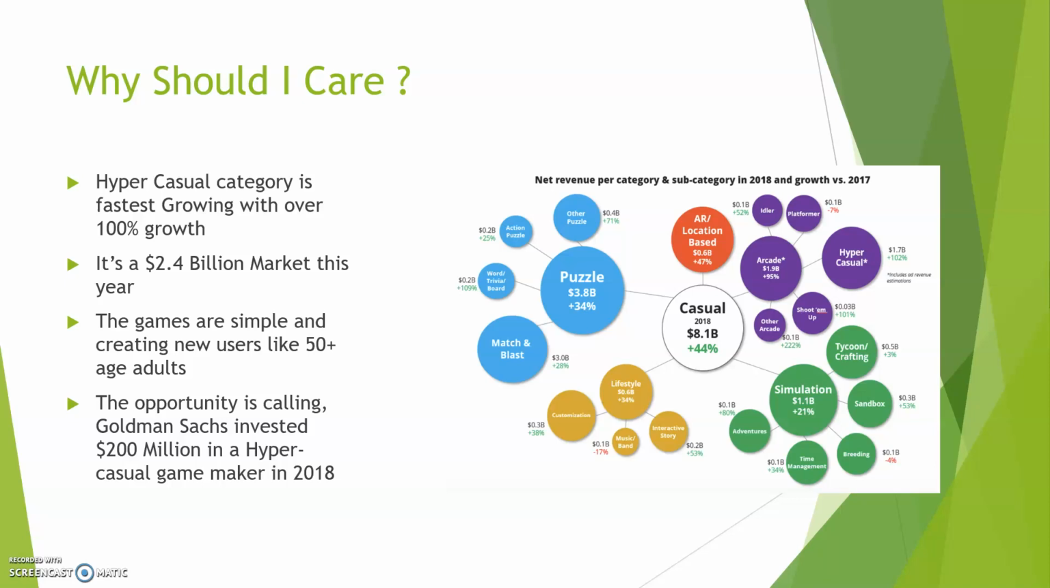And a typical hyper casual game makes anywhere between $1 million to $10 million in revenue in a month. So that's around $100 million plus in a year. And these are very simplistic casual games. So another key thing is these games are generating new users. That's why they are able to attract more installs, and this opportunity has been already vetted by other investment firms like Goldman Sachs, who has recently invested $200 million in a hyper casual game maker called Voodoo.